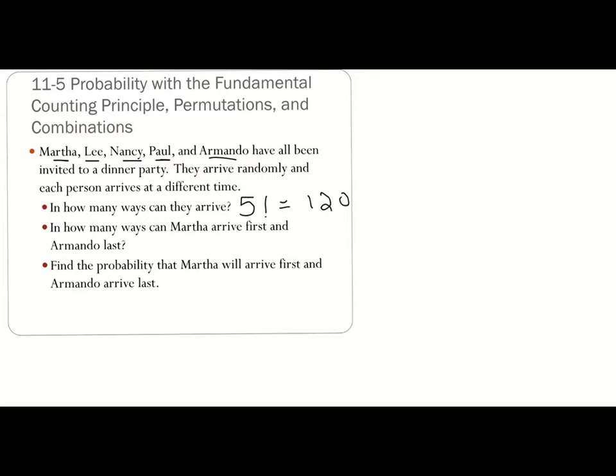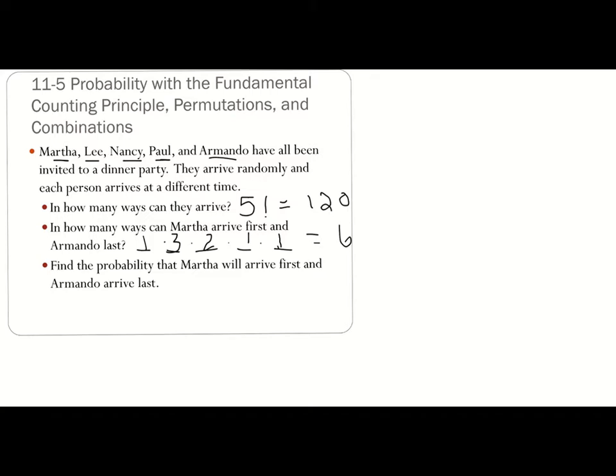Then they want to know, in how many ways can Martha arrive first and Armando last? So if I make 5 spaces for my 5 people, Martha arrives first, so we have 1 choice for first, and Armando arrives last, so we have 1 choice for last. For the second spot, because we've already used 2 people, we have 3 people to choose from. Then we have 2. And then we have 1. When we multiply 1 times 3 times 2 times 1 times 1, we end up with 6.